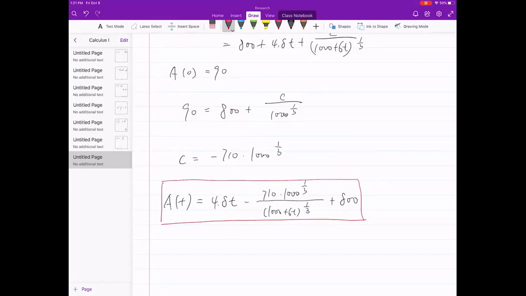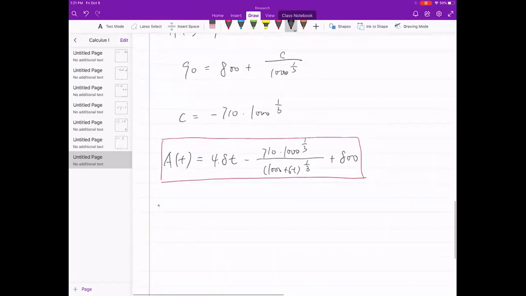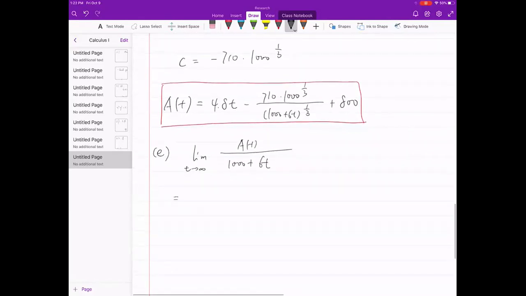All right, last question. What's the limit as t goes to infinity of the concentration? Okay, so limit t goes to infinity. Concentration should be the amount of salt A(t) divided by the water. The water is nothing but 1,000 plus 60. Okay, that's the concentration, which is the limit as t goes to infinity.